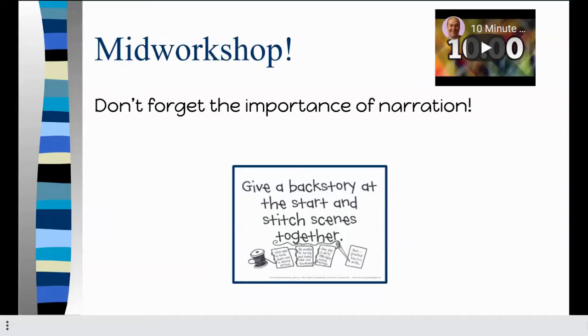Writers, I'm going to interrupt your language work for a minute. If you're feeling pretty good about your revisions, now might be a good time to start remembering the importance of narration. Remember, we want to include narration in our fairy tales to give that backstory at the start, stitch our scenes together, and make sure that we provide that sense of closure for our readers. So if you're feeling pretty good about your language choice right now, why don't you go ahead and add in your narration for this fairy tale? Off you go, writers.